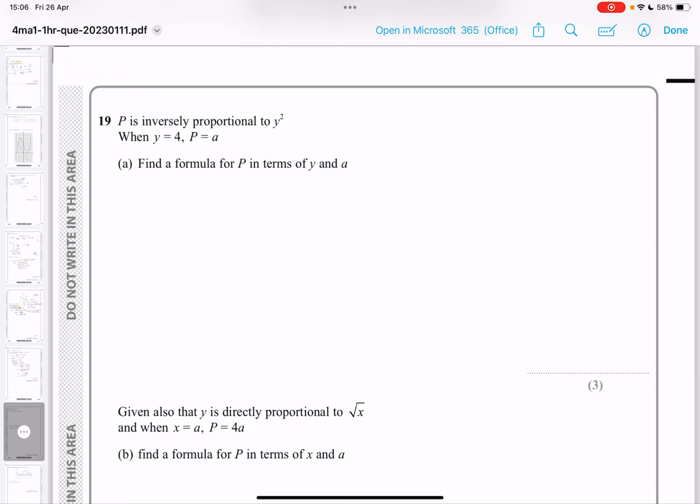P is inversely proportional to y squared. When y equals 4, p equals a. Find a formula for p in terms of y and a. Okay.